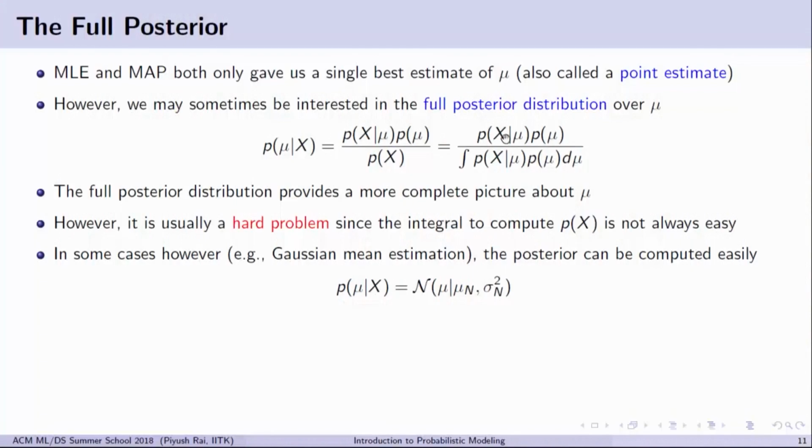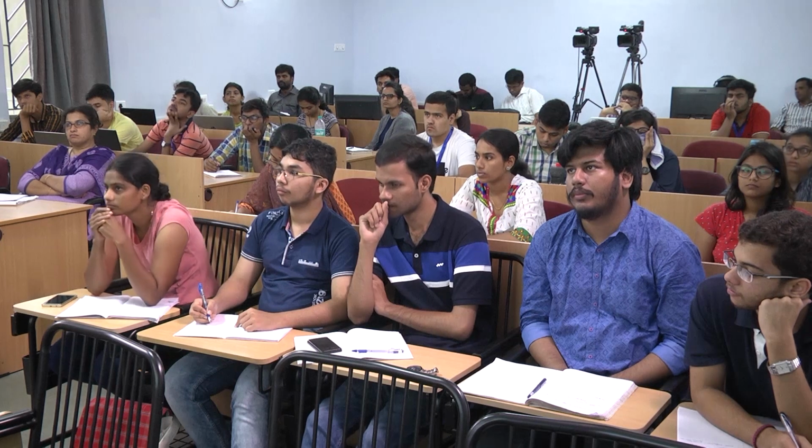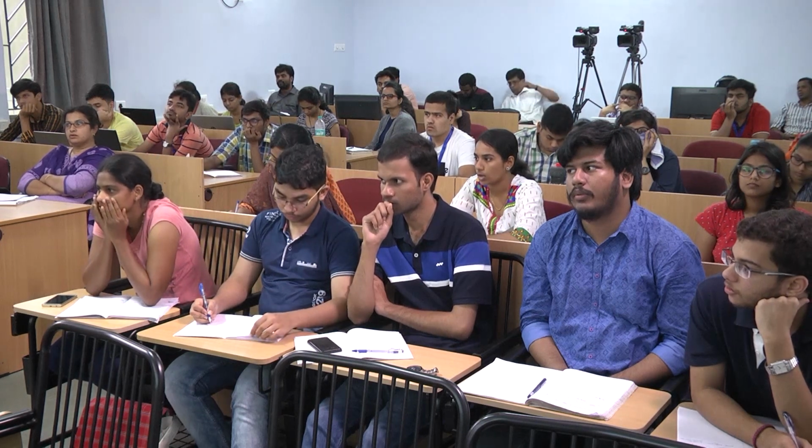In the case of Gaussian mean estimation, both these distributions, P of x given mu, what was this distribution? Anyone? P of x given mu? Gaussian. It was a product of n many Gaussians. What was P of mu? Again a Gaussian, right? So in these cases, when the likelihood and the prior are Gaussian distributions, it turns out that the posterior distribution is also a Gaussian distribution.